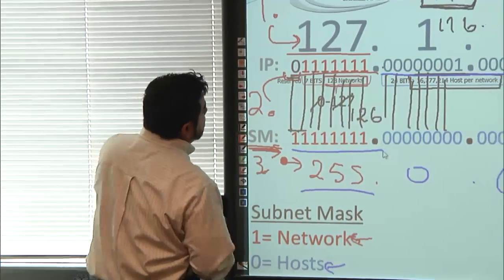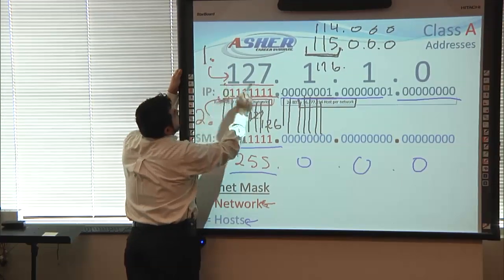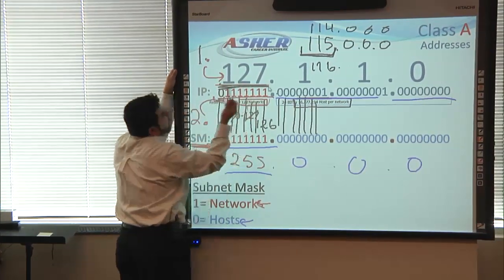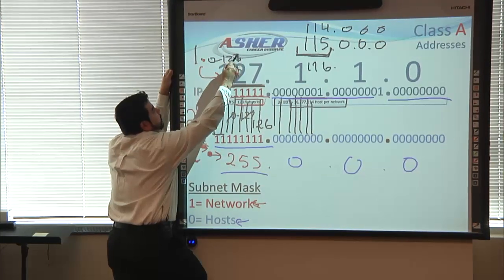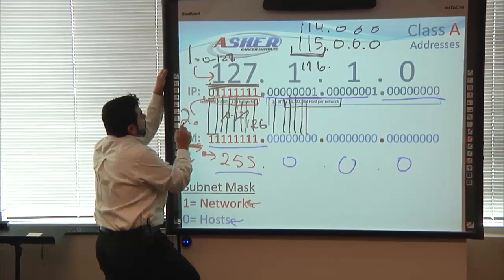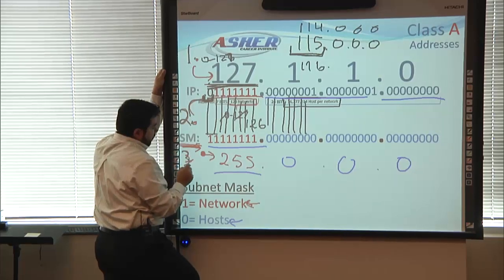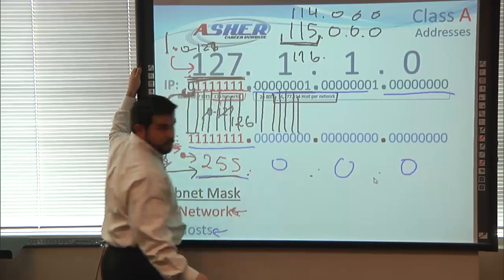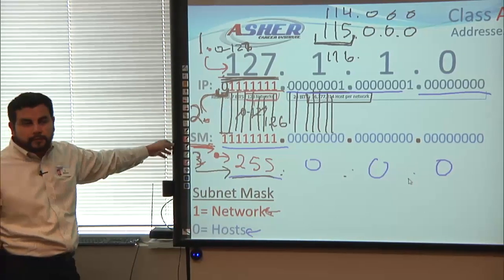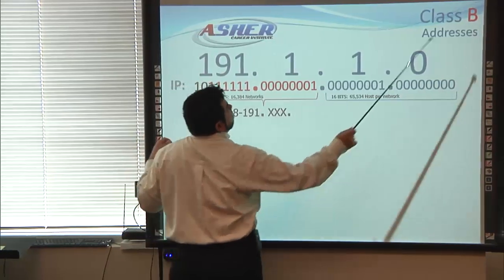So there are three ways that we can identify a Class A network. The first way was this decimal number right here, within the range of 0 through 127. The second way is that the first binary number will always be 0. And the third way is that we will have a subnet mask of 255.0.0.0. You with me so far? Yes? Good. Let's talk about a Class B address now.